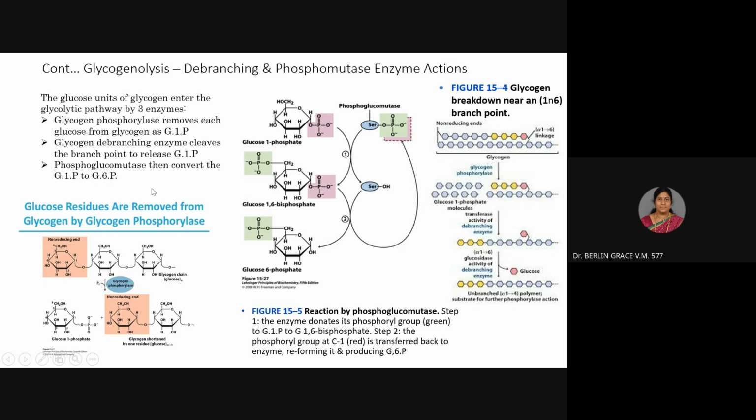Phosphoglucomutase converts the glucose 1-phosphate to glucose 6-phosphate. It is just changing the position of the phosphate from the first carbon to the sixth carbon. Always this type of shifting of position is done by a mutase enzyme. So here also phosphoglucomutase is helping the conversion of glucose 1-phosphate to glucose 6-phosphate. In that way, the glycogen is eliminated as glucose 1-phosphate. This can be converted into glucose 6-phosphate, and this can enter the glycolysis pathway.